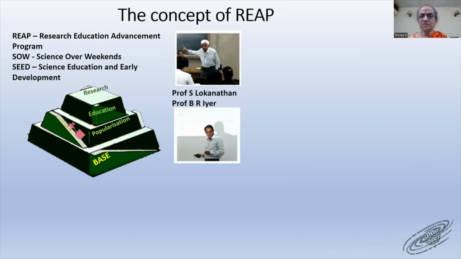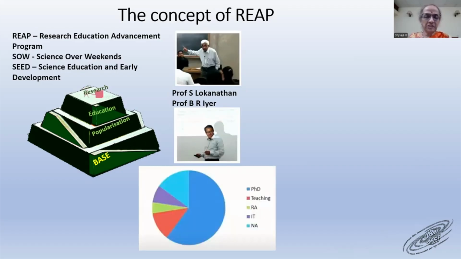In the planetarium, we have about 300,000 visitors per year. Out of them, only 10% or 20% will come back to the other popularization programs we do, for example, the eclipse and so on. Out of that, another 10% only will come for educational programs, which we do, as I said, seed, sow, and reap. And only about 10% of that will come for these research-oriented programs called REAP.